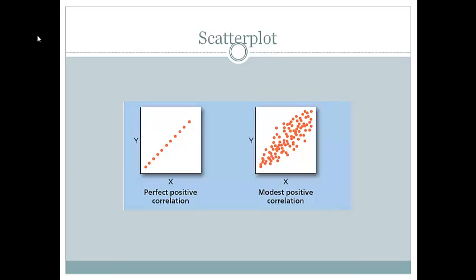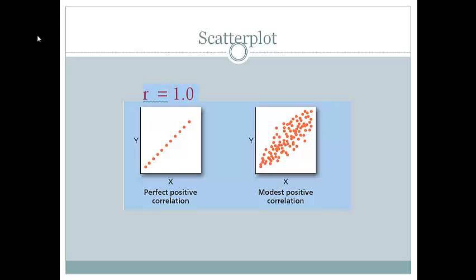Notice we have the x-axis on the horizontal and the y-axis on the vertical. And we typically would graph or plot the variable we think has an impact on the y-axis. That might be number of hours studied. And we would plot the x variable, your AP score, on the x-axis.